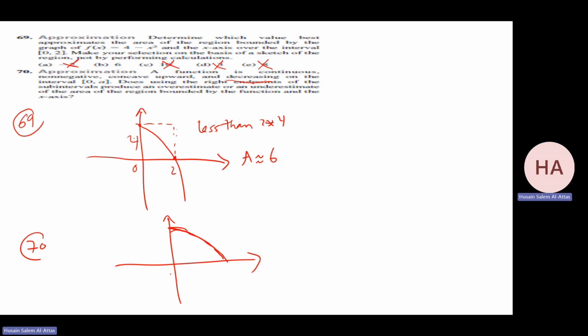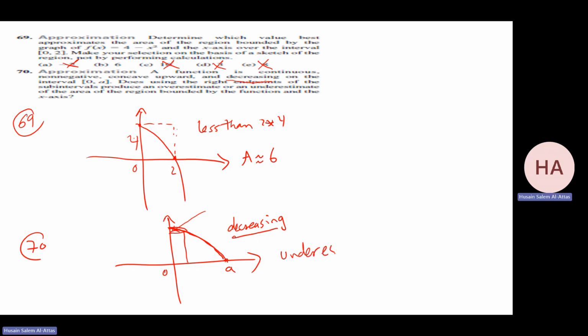It's decreasing from 0 to a. Does using the right endpoint of the subinterval produce an overestimate or an underestimate? Right endpoint. Decreasing means what? If you're using the right endpoint, you are missing this. So you are getting an underestimate.